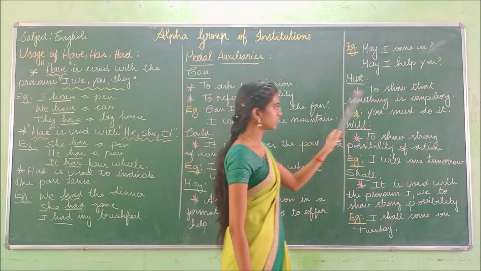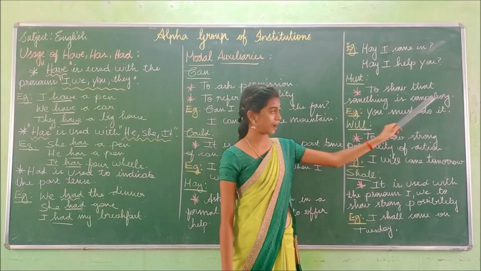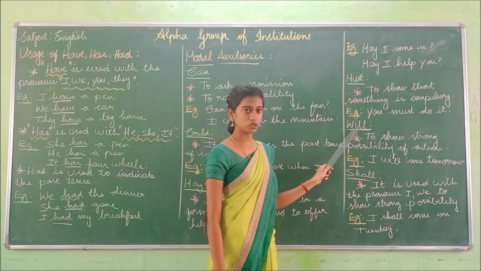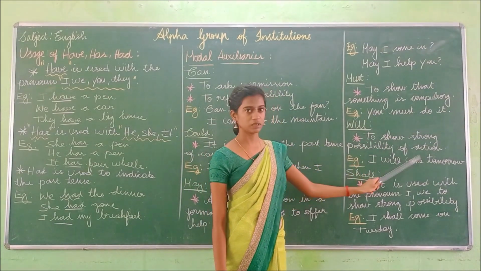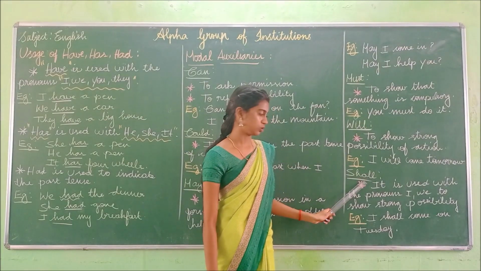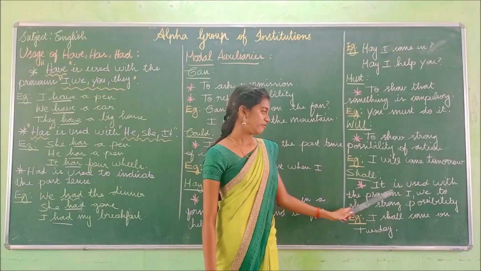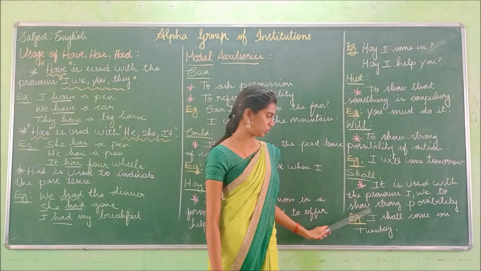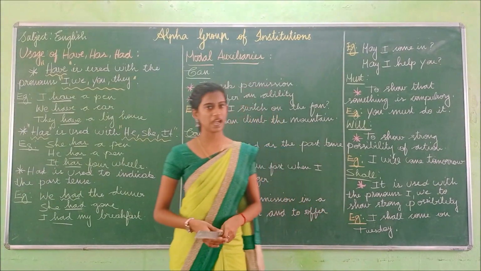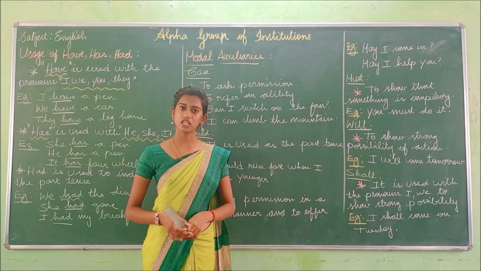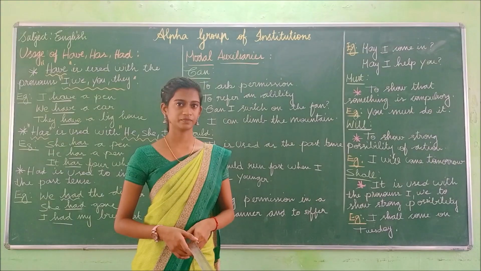So where do you use must? To show that something is compulsory. And we have to use will to show strong possibility of action. And we have to use shall with the pronouns like I, we to show strong possibility. Okay, have you understood the modal auxiliaries? Shall we move on to the next topic?